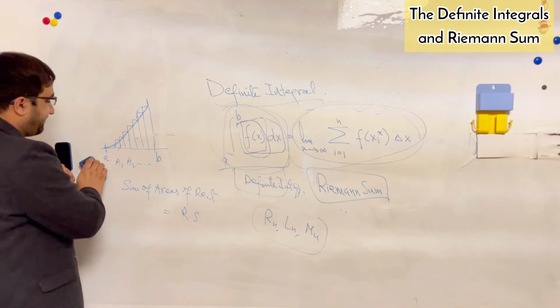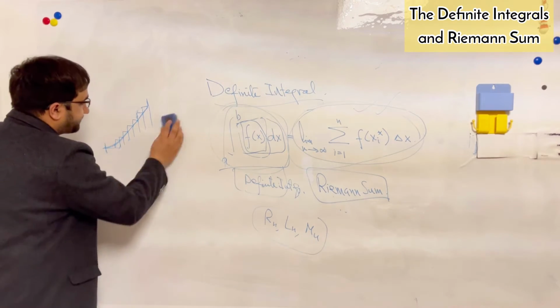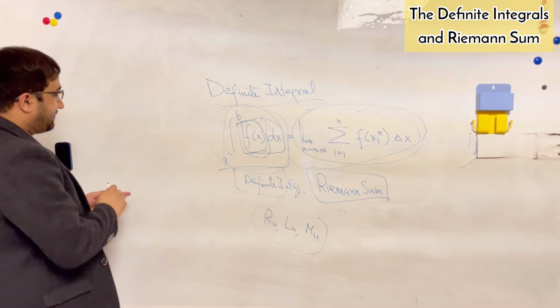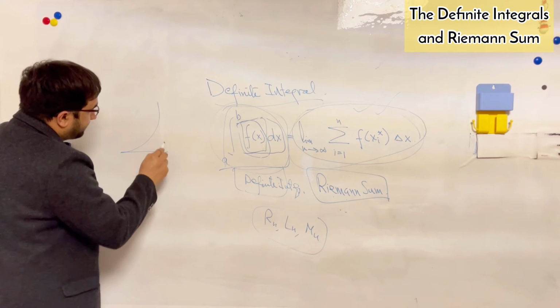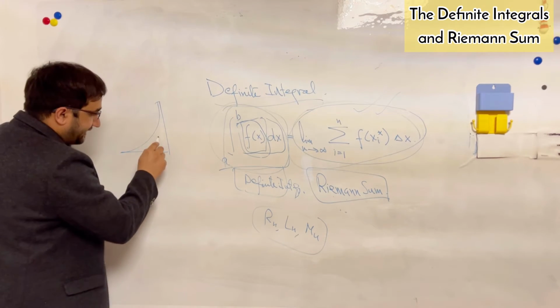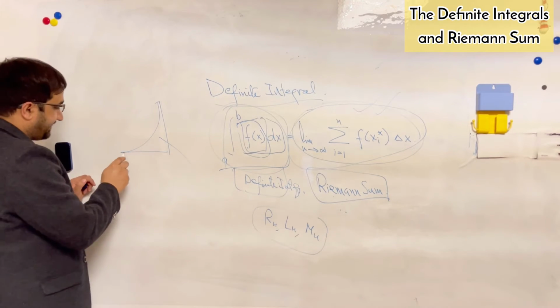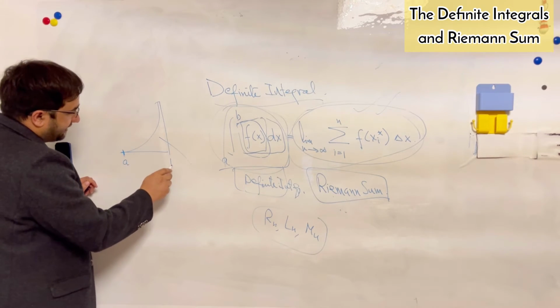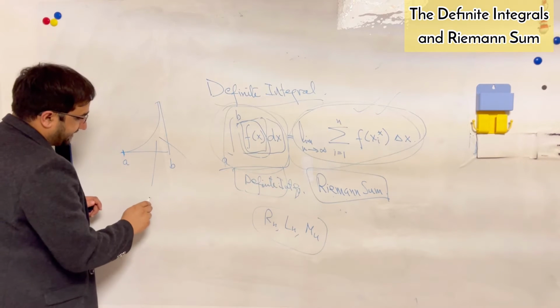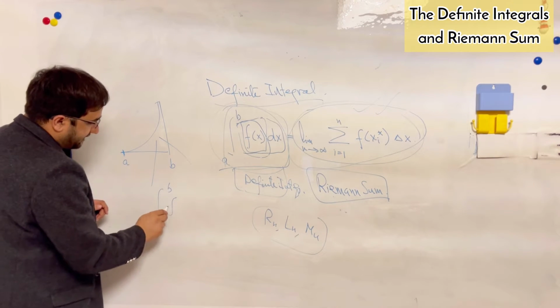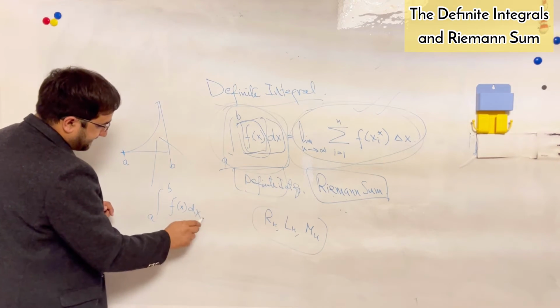Now, in the case of the definite integral, the interval and the curve are the same, and I am again interested to know this area under the curve. But the definite integral will give me only this area under the curve: the integral from a to b of f of x dx.